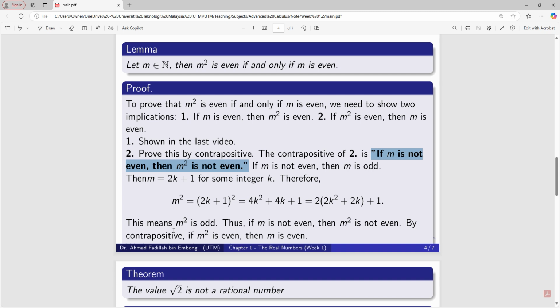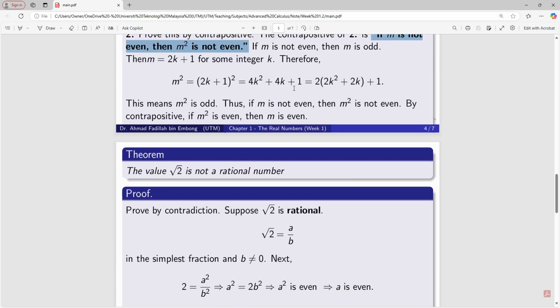Then we prove that m square is odd. So therefore, this statement, contrapositively, is equivalent to: if m square is even, then m is also even. So we prove statement number 2. Basically, we prove this lemma: m square is even if and only if m is even.